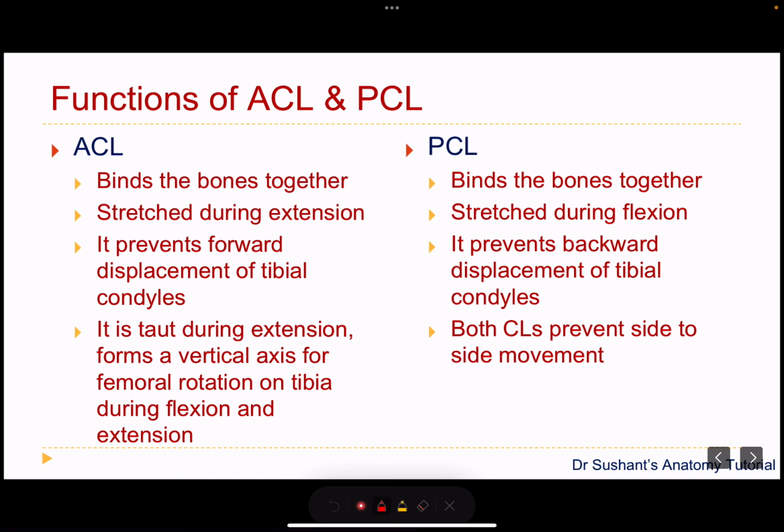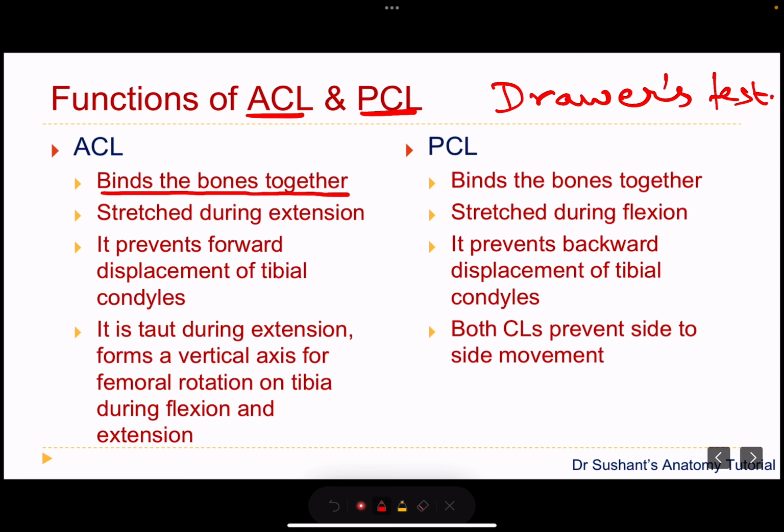The anterior and the posterior cruciate ligaments together prevent anterior and posterior dislocations of the tibia. In order to test this, we have something called the Drawer test. I will talk about the Drawer test in some time. Now, what are the functions of the anterior and posterior cruciate ligaments? The anterior cruciate ligament binds the bones together. Which bones? Tibia and the femur. Posterior cruciate ligament also binds the tibia and the femur together.